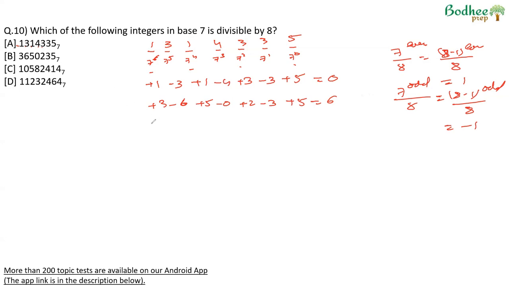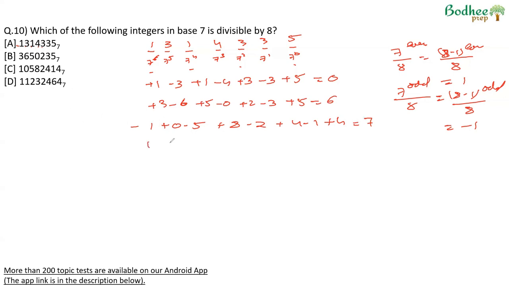For the next number, the digits are 1, 0, 5, 8, 2, 4, 1, 4. And the signs will be positive, negative, positive, negative, positive, negative, positive, negative. So 4 plus 4, 8 plus 8, 16. 16 plus 0 minus 1, 5, 6, 7, 8, 9. 16 minus 9 is 7. So the remainder will be 7 when divided by 8.